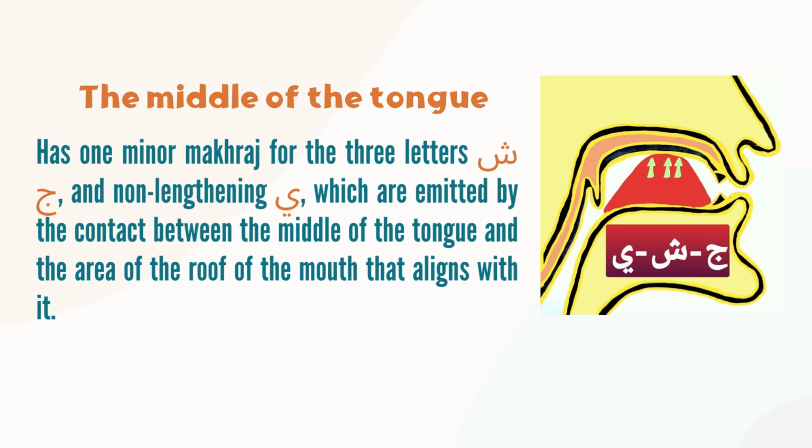Then we move to the middle of the tongue, which has 1 minor makhraj for the 3 letters sheen, jim, and non-lengthening ya. The 3 of them share the same minor articulation point, and they are emitted by the contact between the middle of the tongue and the area of the roof of the mouth that aligns with it, as you can see in the picture. Aj, ash, ay.